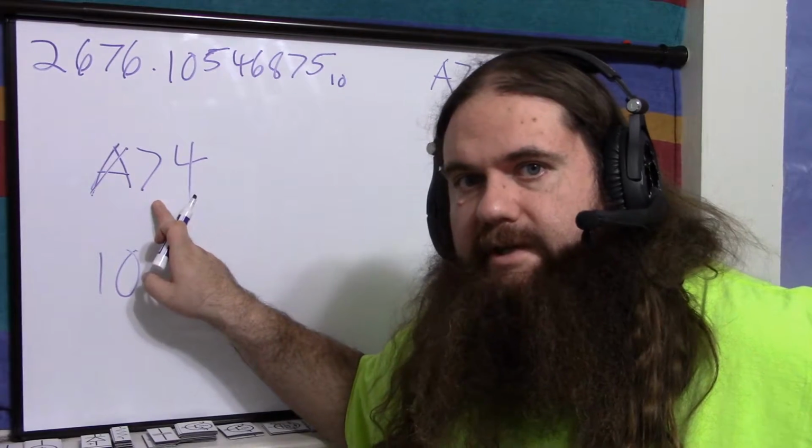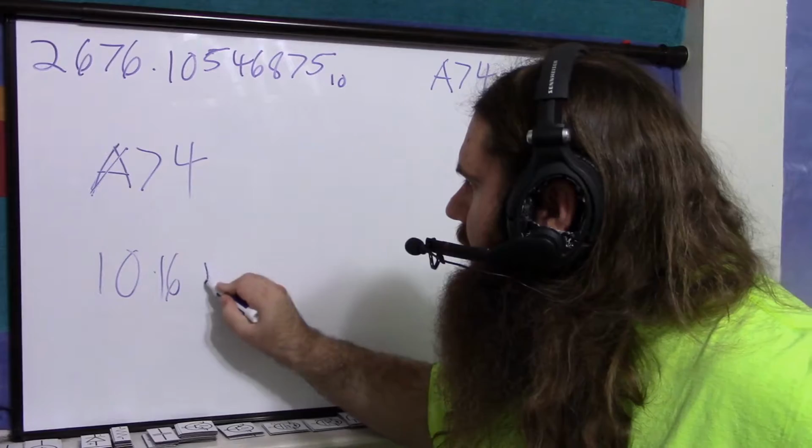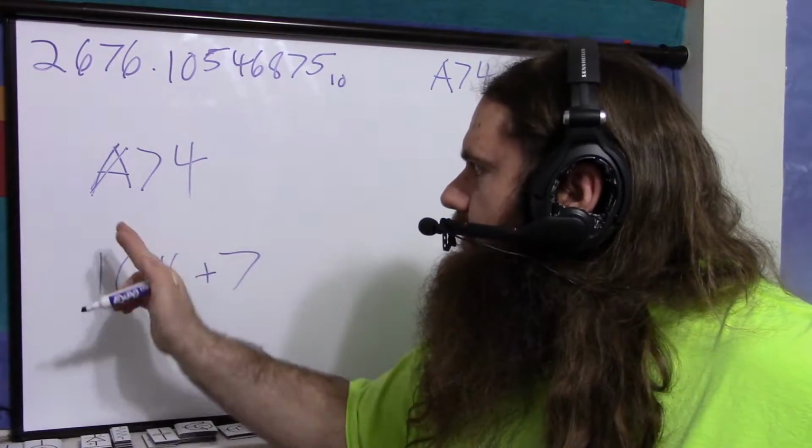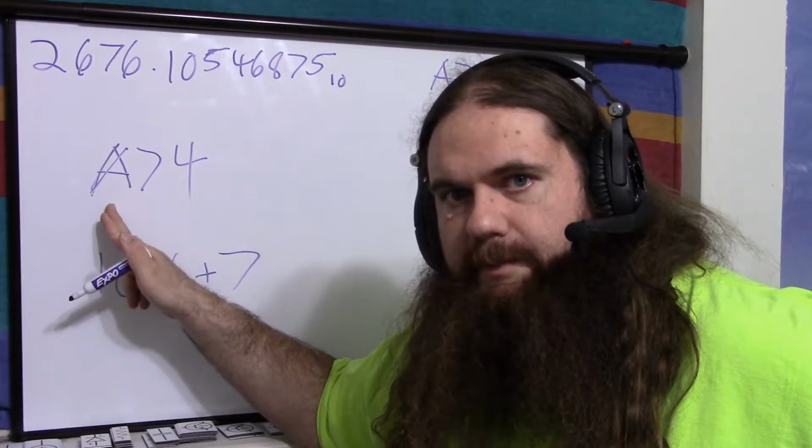But we have a 7 as the next digit. So we do times 16. And then we add 7. So basically we're shifting over and adding the next digit. Because in this digit, every one of them is worth 16.